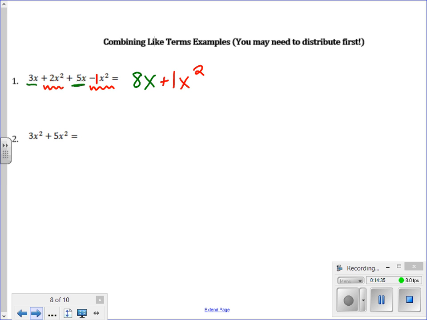And number 2, both of these terms have an x squared. 3x squared plus 5x squared. Because they're both x squares, I can go ahead and add them together and get 8x squared.